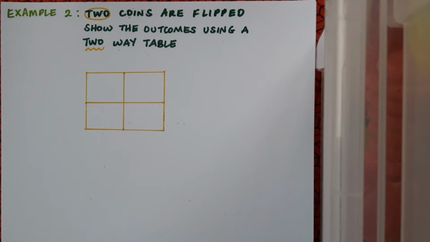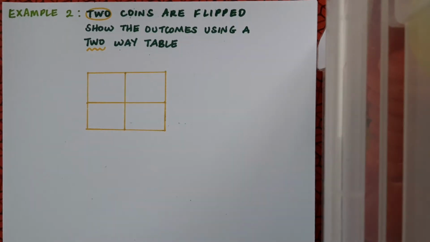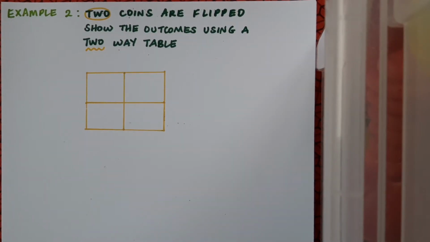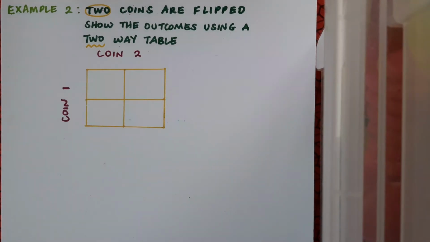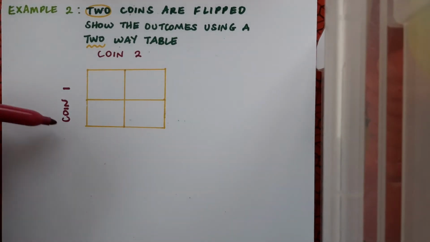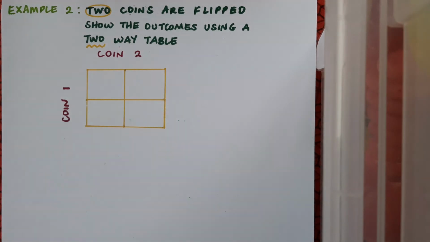And in this case, my grid will look like this. I'll write the outcomes for the individual coins on the outside of the grid. And so that I'm clear which one's which, I'll label these coin 1 and coin 2. Then I'll fill in the individual outcomes for these on each side.